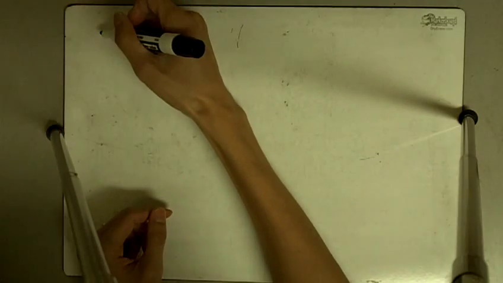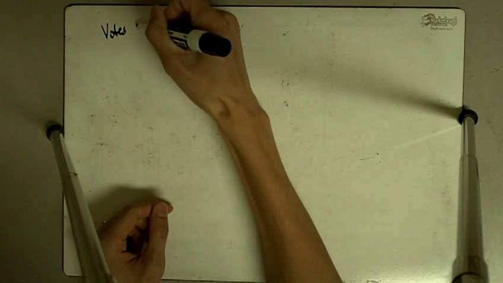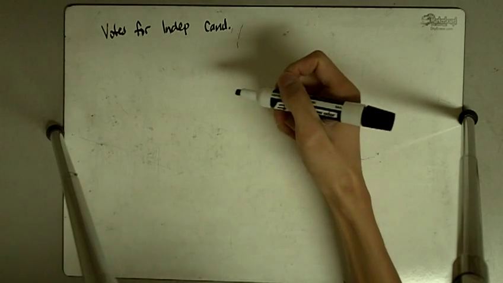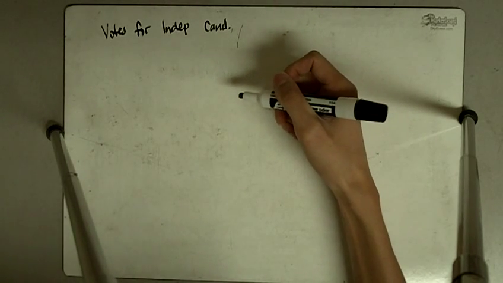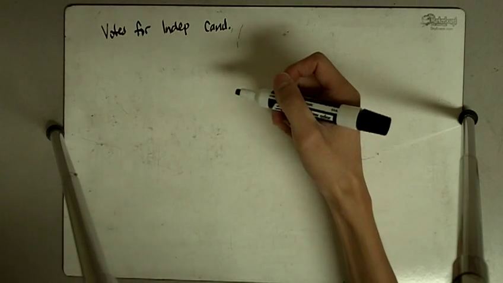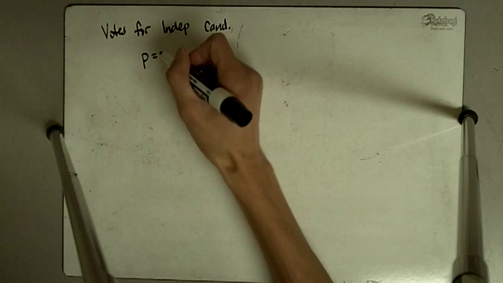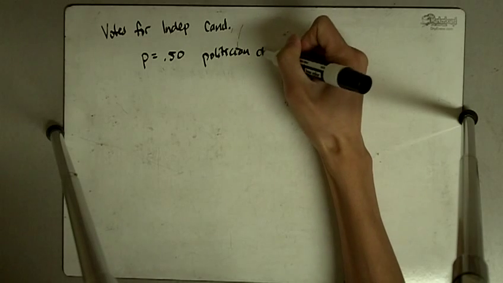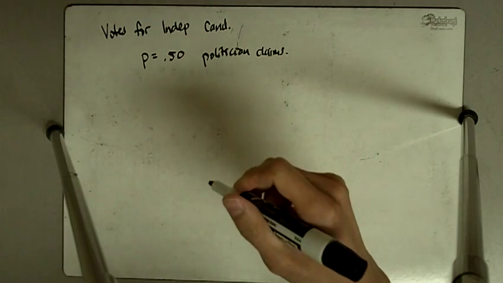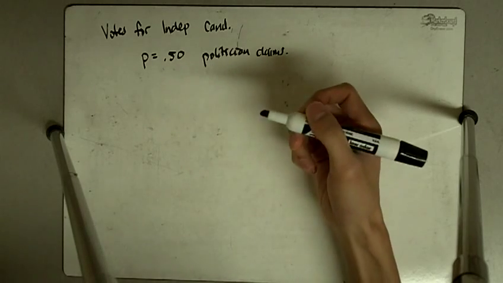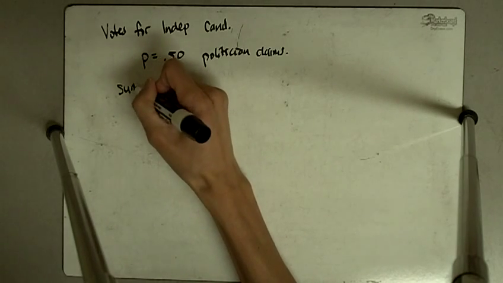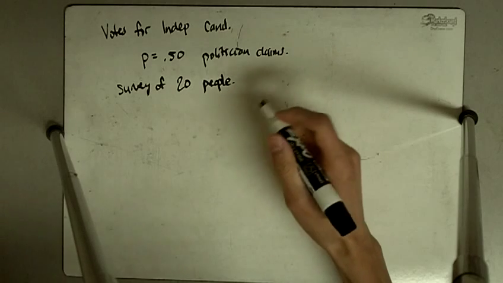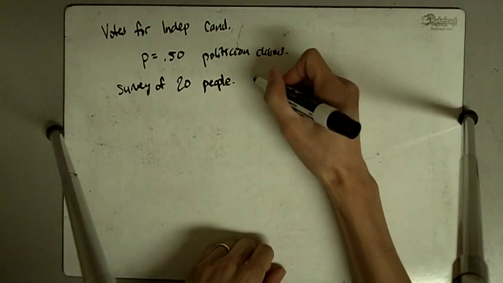Alright, so in this problem we're looking at votes for independent candidates. A politician claims that 50% of voters in Pennsylvania have voted for an independent candidate in past elections. We surveyed 20 randomly selected people, and 12 of them reported voting for an independent candidate.